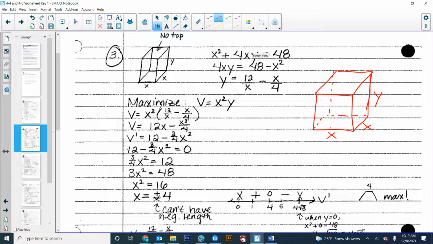And what's the restriction? 48. What did they say? 48 square feet of material? I think y is easier to solve for. You didn't have to write it like they did, 12 over x minus x over 4. You could have left it 48 minus x squared over 4x. That's fine. Leave that in parentheses. That's the constraint. We're trying to maximize the volume. Does everybody agree the volume is going to be x squared, which is the area of the base, times the height y? And since we solved for y, we're plugging that in for y. And from there, I hope you guys are okay plugging it in the calculator and testing.